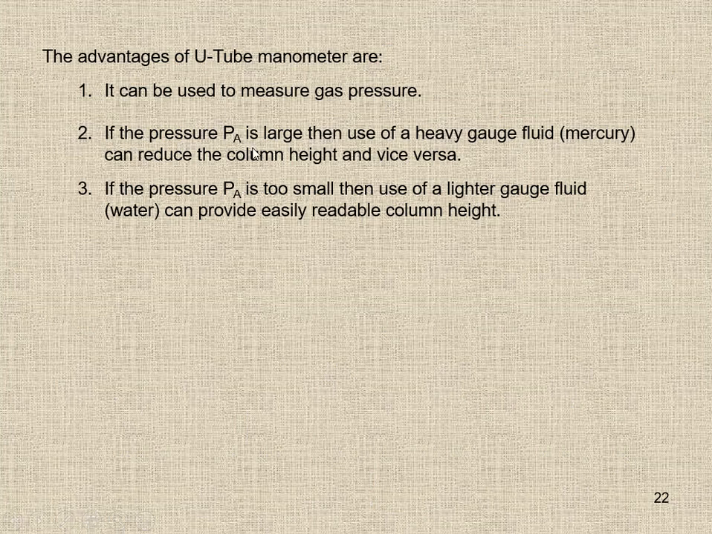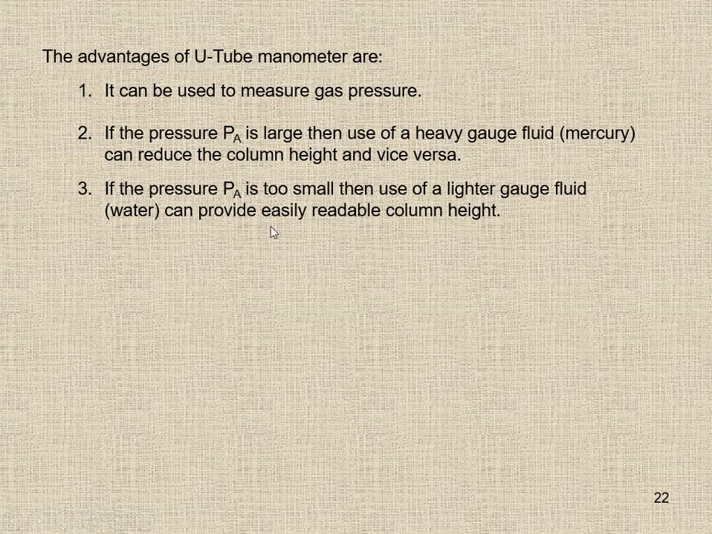If the pressure PA is large, then use of a heavy gauge fluid such as mercury can reduce the column height, and vice versa. So the U-tube manometer can be used to measure high pressure also. If the pressure is very high, you can reduce the height of the column by using a very heavy fluid, which gives you a smaller column height. For example, mercury. If the pressure PA is too small, then use a lighter gauge fluid. Water can provide an easily readable column height.